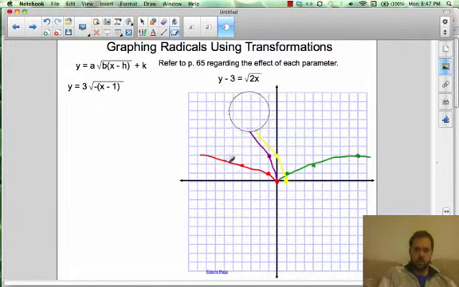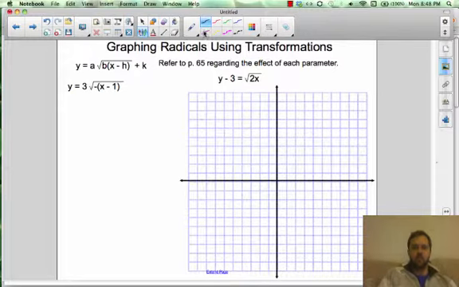And it is this one right here, y minus 3 equals the root of 2x. So let's get this into a form that's a little more familiar to us by solving for y. All we have to do is add 3 to both sides and we end up with y equals the root of 2x plus 3.